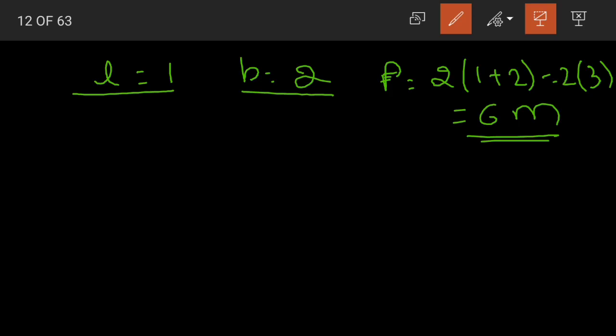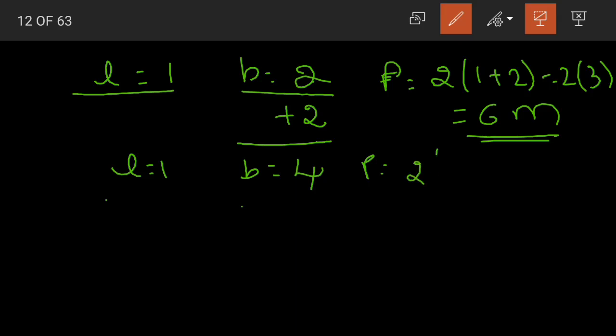Now what are they saying? The breadth will be increased by 2 units. So the new breadth is 2 plus 2, 4. What about the length? Did they say that we have to increase the length as well? No. So the length will be as it is. Now our new measurements are length is equal to 1 and breadth is equal to 4.